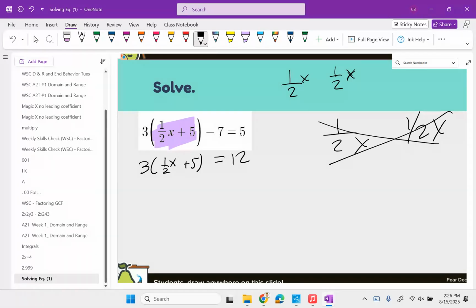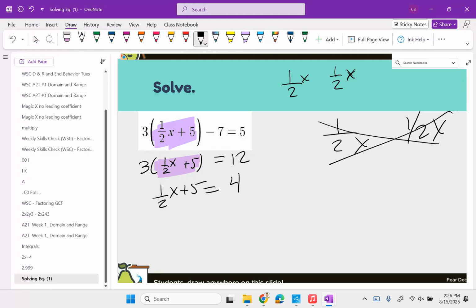All right, let's go back to the problem. I got down off my soapbox. I'm not touching the parentheses. What number moves next? 3. What do I have to do to move it? Divide, because right now it's under multiply. So 1/2 x plus 5 equals what's 12 divided by 3? 4.